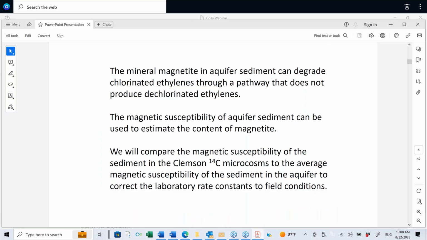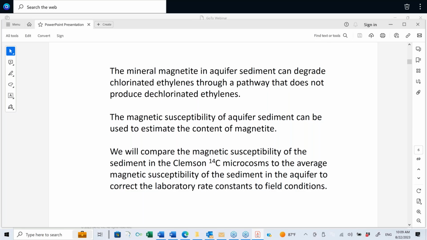The mineral magnetite has been shown to degrade these chlorinated ethylenes through a process that does not produce the productively dechlorinated ethylenes that we're sort of trained to look for. The biology, bacteria, and some abiotic mechanisms take PCE to TCE to DCE to vinyl chloride to ethylene. Magnetite doesn't go that way. It tends to produce oxygenated intermediates, and there's some recent work from Olivia that shows it can produce acetylene, but it doesn't produce the dechlorinated ethylenes.